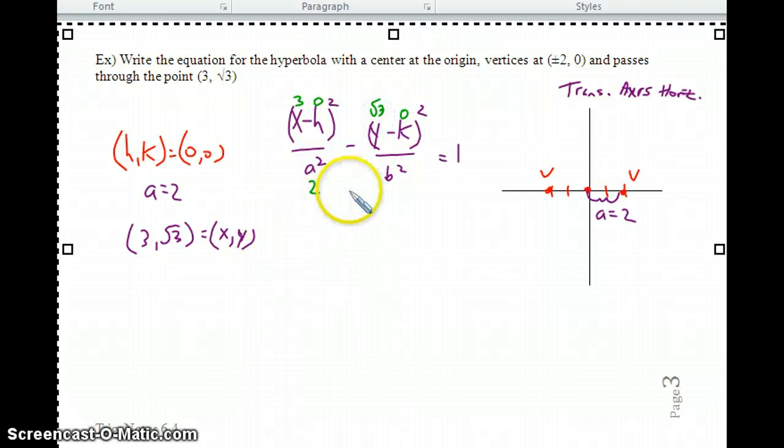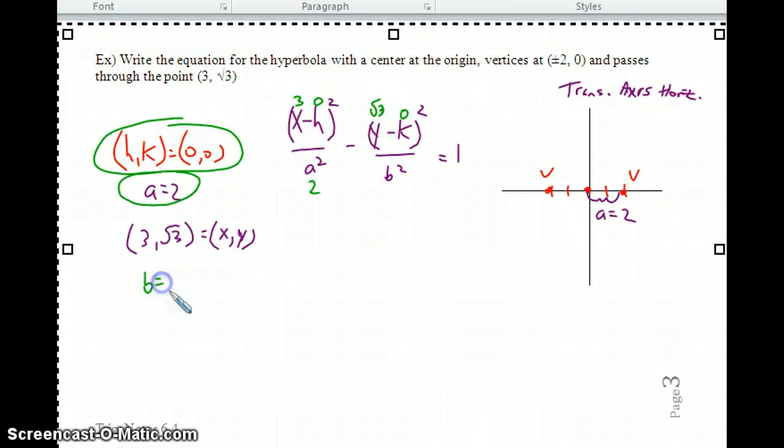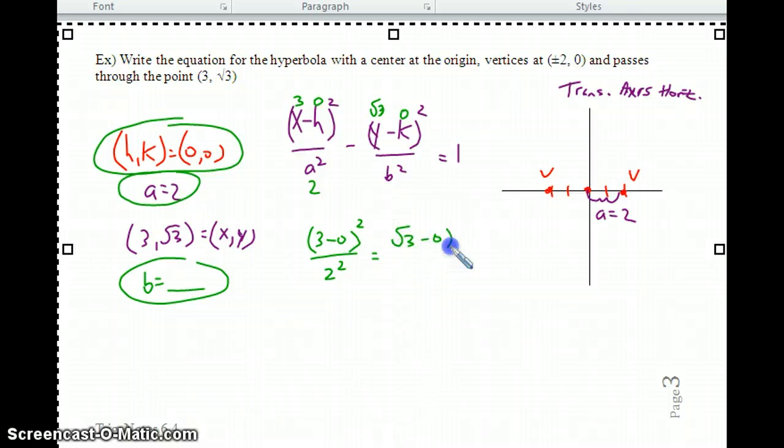Now the thing that I need to know to be able to write the equation, I need to know this, I need to know this, and I need to know what b equals. Once I know those 3 things I circled, then I can write my equation. So I can plug all of this information in and solve this equation for b, and then go back and plug it in to write my final equation. So it'd be 3 minus 0 squared over 2 squared minus, sorry, it should be minus, square root of 3 minus 0 squared over b squared equals 1.